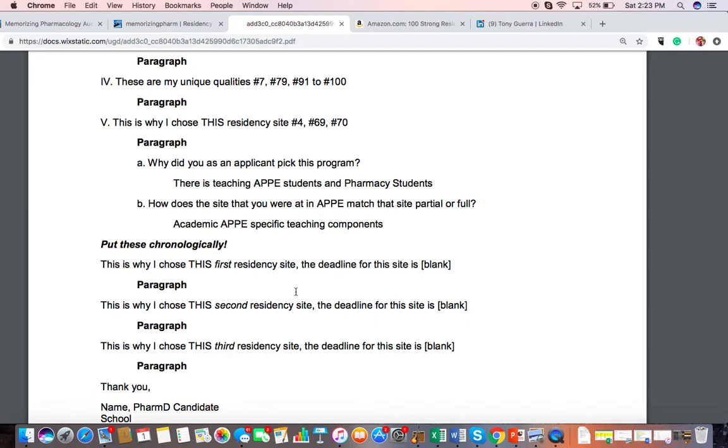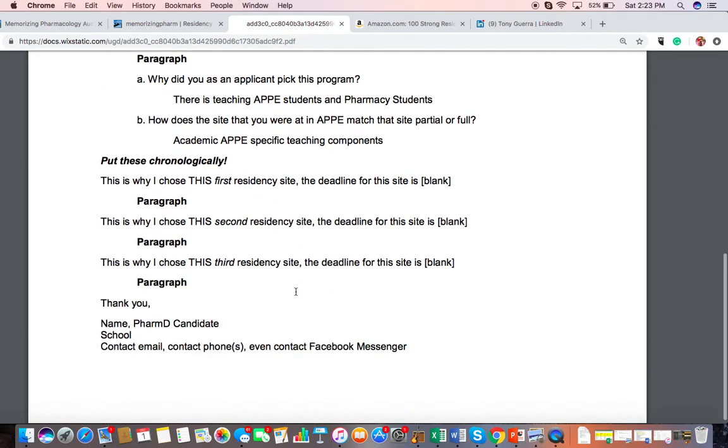And immediately you have that connection. So this is the biggest opportunity for you to help your recommender give you a great connection to the site. I'm telling you, nothing is more impactful than being able to write a unique paragraph for each site as to why this rotation belongs there.